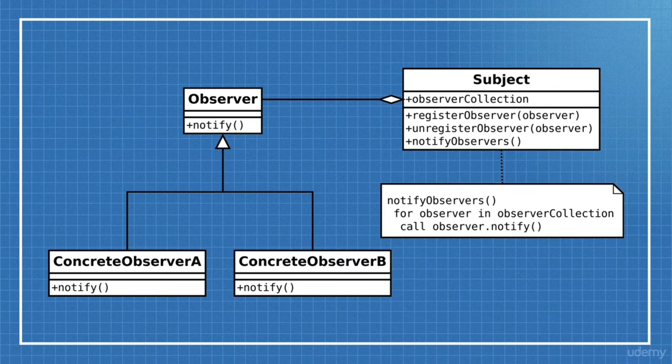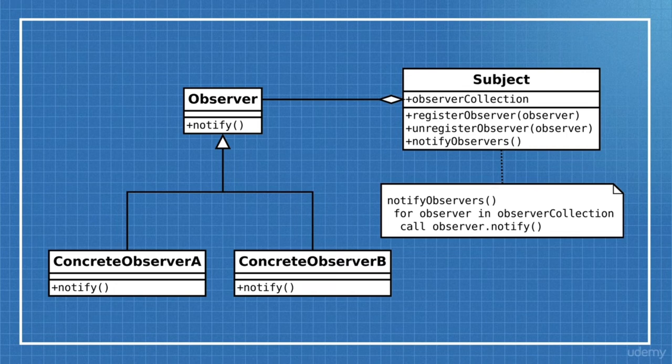So let's quickly recap what we have learned in this video. This is the UML diagram for the observer pattern. And as you can see, we have an interface for an observer and we have an interface for subject. Then we create concrete observers that have the notify method. In our case, that was the fan and the temperature display. On the subject side, we also create a concrete subject, although that's not shown here on the UML. And that one is responsible for keeping track of all the observers. So it has register observer, unregister observer, and notify observers.